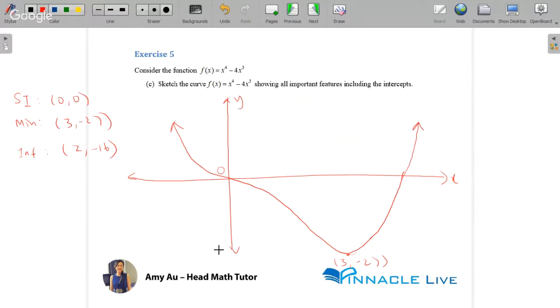All right. So once you've got that inflection point, you just go in and point it. It's probably about that, I would say, 2, -16. Yeah, it changes from concave down to concave up at that point. Now, it says in the graph, show all important features, which we've done, and intercepts. Intercepts kind of implies both x and y intercepts. So let's find the x-intercepts as well.